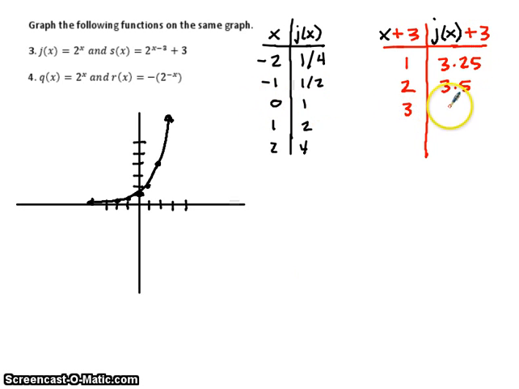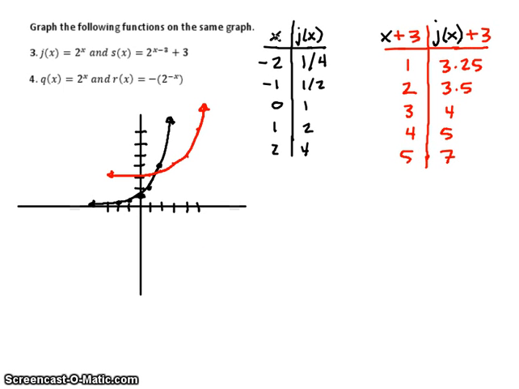1 plus 3 gives us 4. And then 1 plus 3 is 4. And 2 plus 3 is 5. And then 2 plus 3 is 5. And then 4 plus 3 is 7. Let's go ahead and plot these points here. Alright, so we see that our function has horizontally shifted to the right 3, and it's vertically shifted up 3.